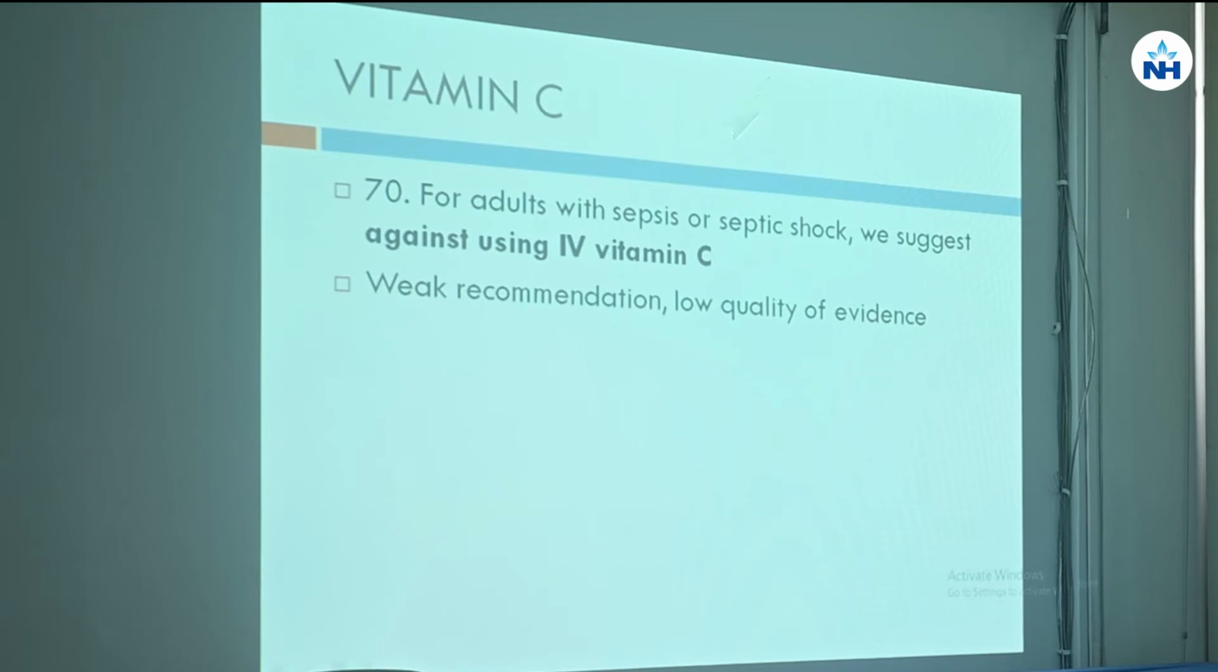Vitamin C: for adults with sepsis or septic shock, we suggest against using vitamin C. Weak recommendation and low quality of evidence. It can become pretty popular. Another issue with vitamin C is that when you give vitamin C, your capillary blood sugar measurements are also affected. So you would get falsely high capillary blood sugar measures, and your patients can actually be hypoglycemic.